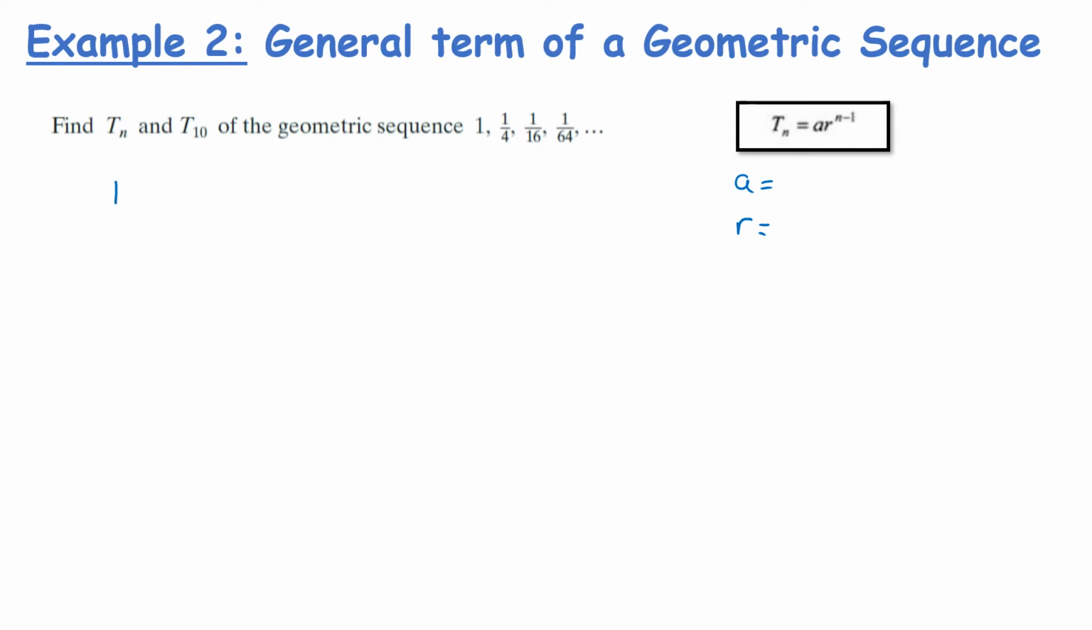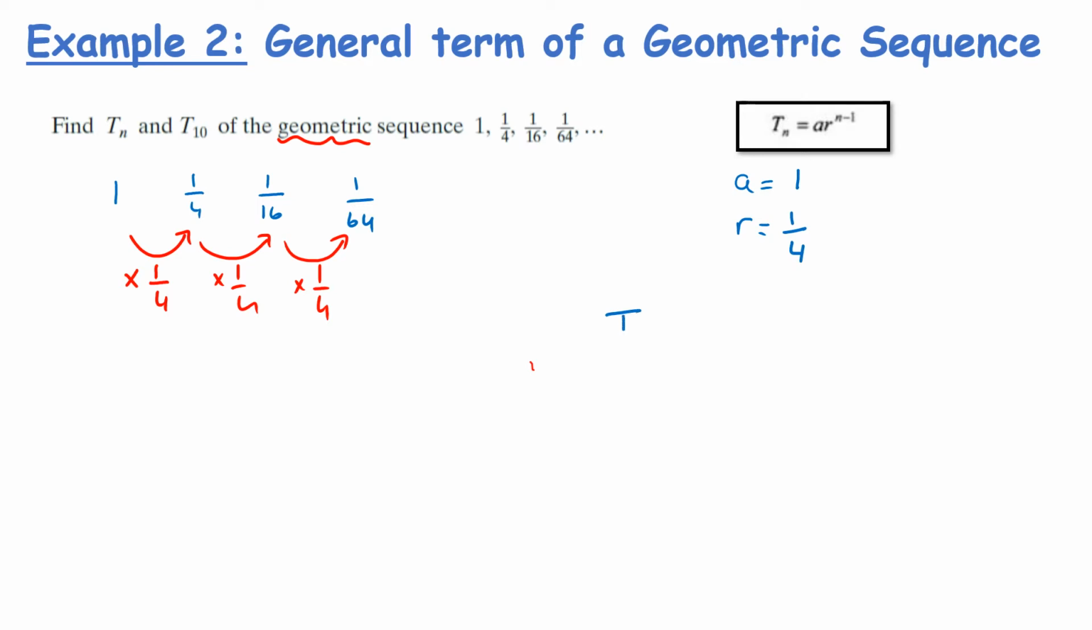The sequence is 1 and then a quarter and then a 16th and then 1 over 64. We need to figure out what I'm multiplying, because it told us it was geometric. What am I multiplying each term by to get to the next? I'm going to multiply by a quarter. So now I have A, which is 1, and my r, which is a quarter.